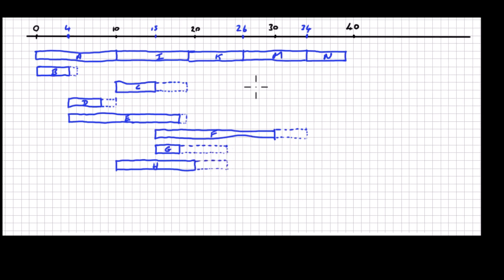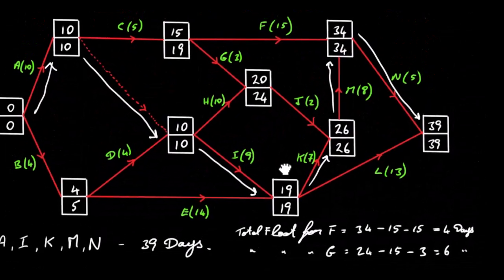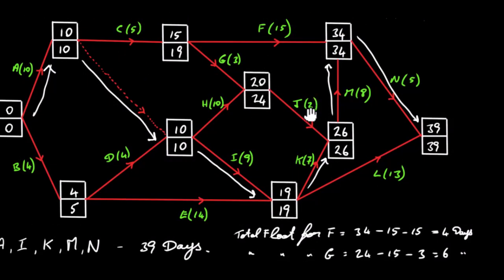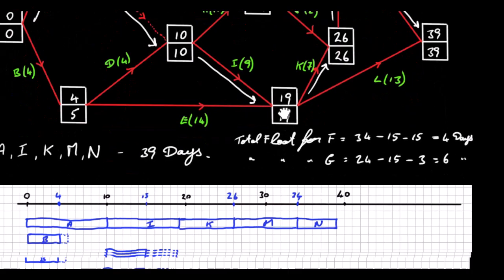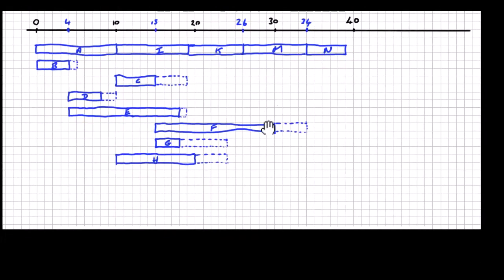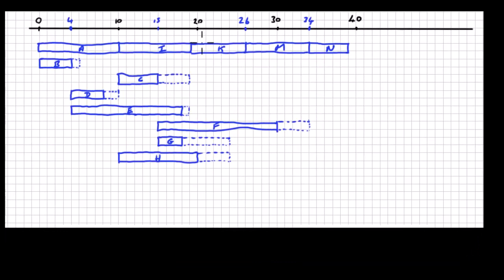Next one is I, but we've already done I up here. So the next one then is J. Let's look at J. J starts at 20, it has a duration of 2 and a total float of 26 minus 20, which is 6, 6 minus 2, which is 4, so it has a float of 4 days. So we're going to start at 20 and go out 2 days for J. So we're going to start at 20, we're going to go out 2 days and it has a float of 4 days.